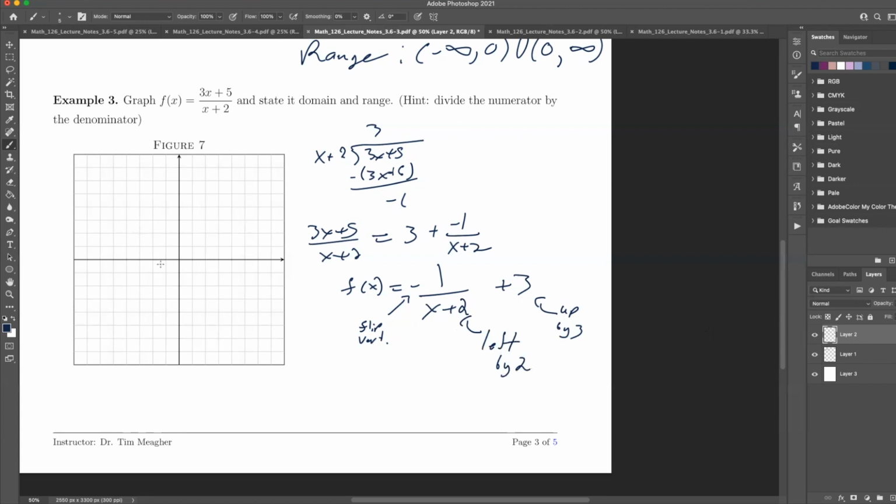And so here, we're going to move our horizontal asymptote up by 3. So we're going to move that up by 3. 1, 2, 3. And I'm just going to put little dots here for my own sanity. Here we're going to move this over by 2. So 1, 2. We're going to put dots here for my own sanity. These are pretty thick dots.